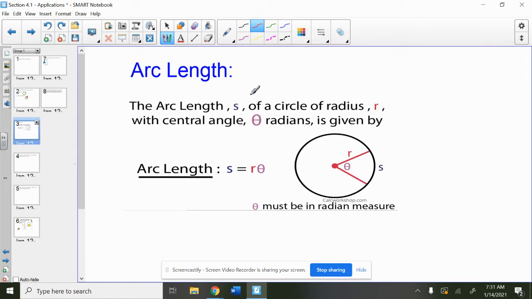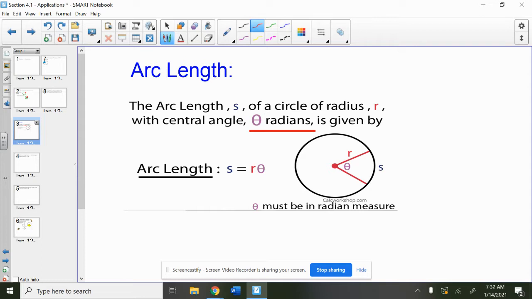So here we go, arc length. We use the variable S, of a circle given a radius of r with a central angle theta. And here's the key part: theta is in radians. There is another formula out there if it's in degrees, but we're going to make sure it's in radians so we can just worry about having one. So if you see degrees, you immediately have to convert to radians. A reminder: you need to take your degree measurement and multiply it by pi over 180 degrees, like we talked about in the live lesson.